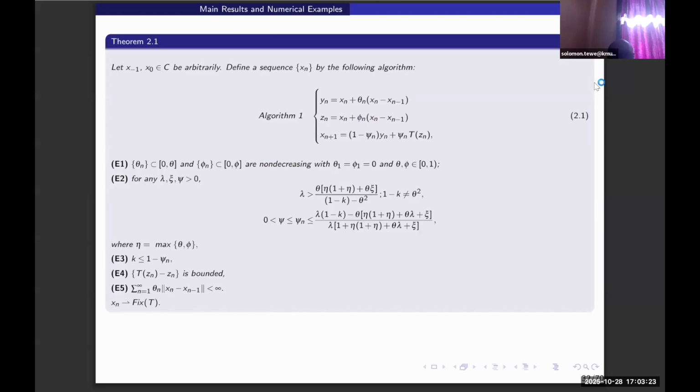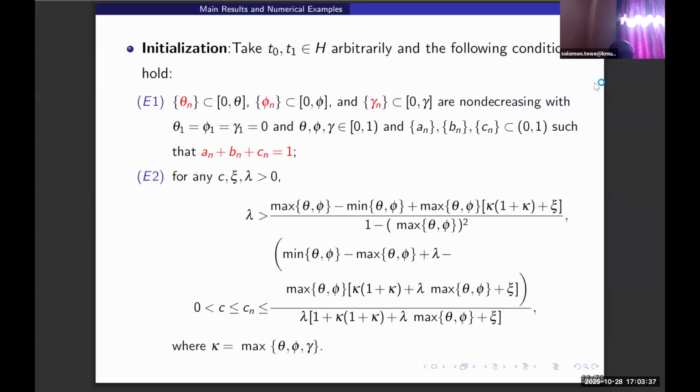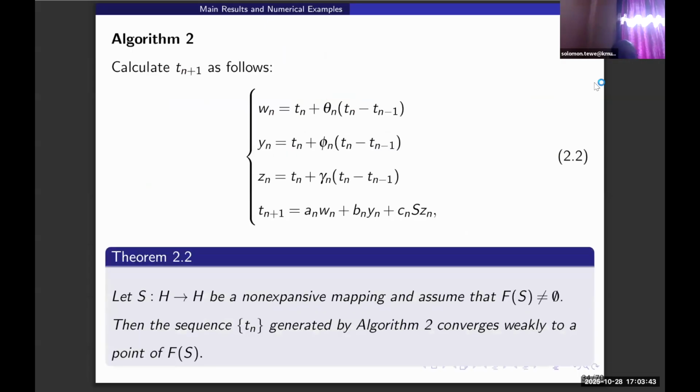Also, I didn't show it here, but by using the viscosity algorithm type, we also change the weak convergence result into a strong convergence result. This is our first publication. The second publication has these conditions for this algorithm in 2.2, and we got a fixed point.